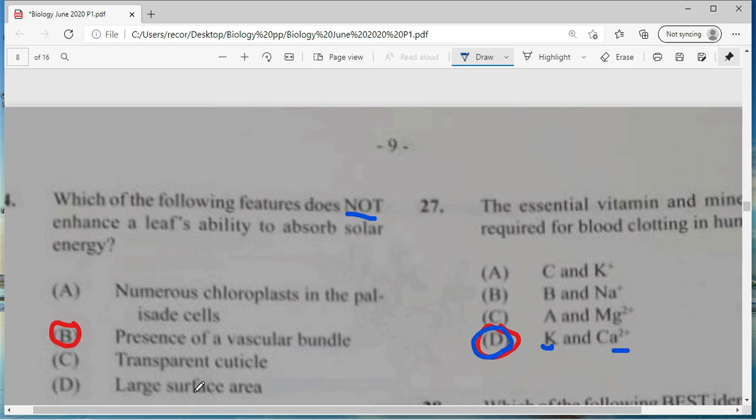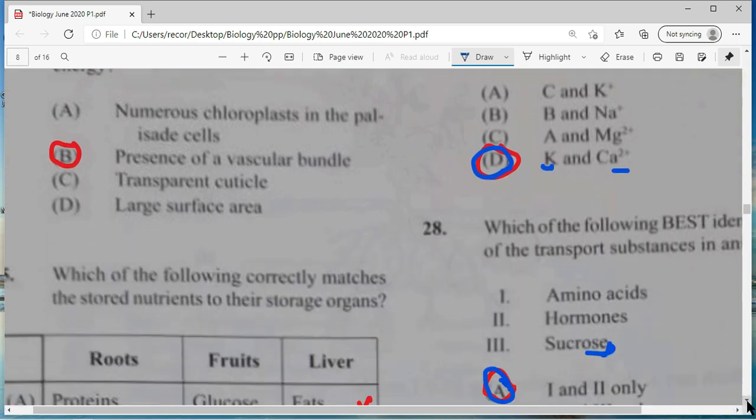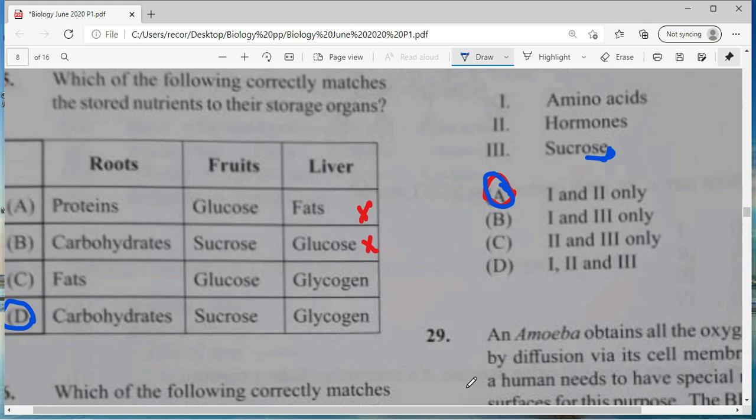So, of course, numerous chloroplasts will enhance the light. Also, C is true and D is true. So, the only false here is B. B there being your answer. Which of the following correctly matches the stored nutrient to their storage organ?